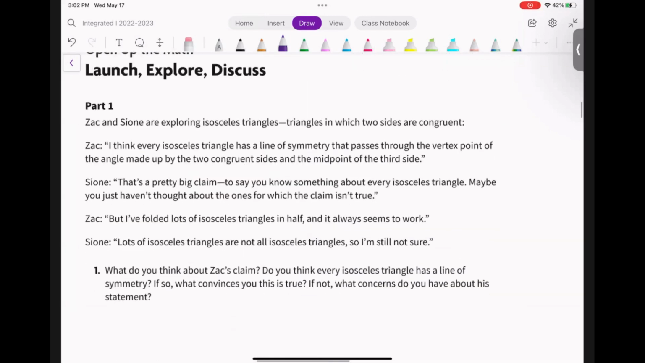All right, so Zach and Sion are exploring isosceles triangles, triangles in which two sides are congruent.